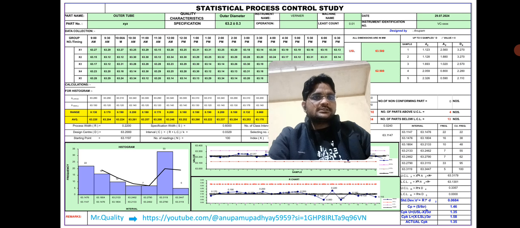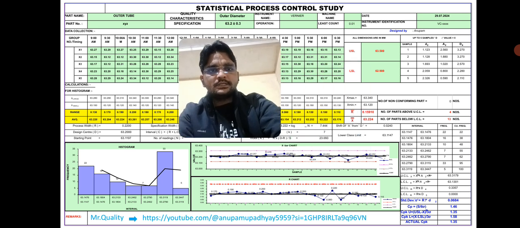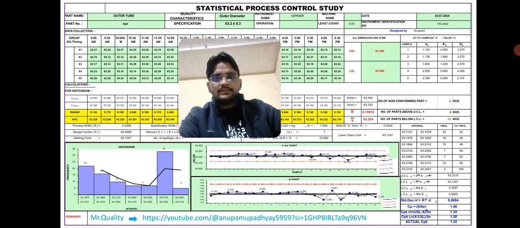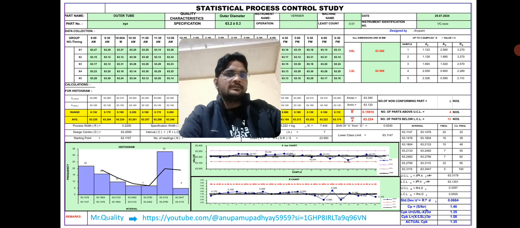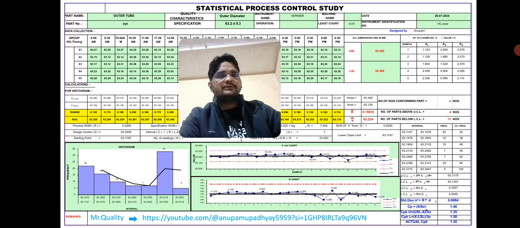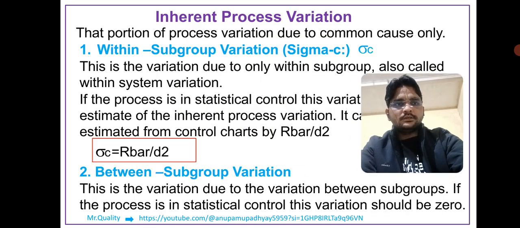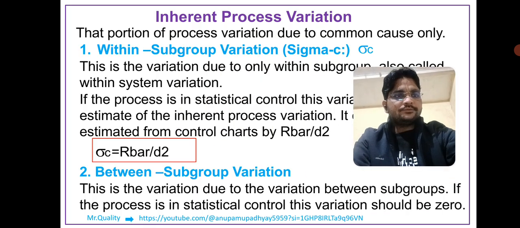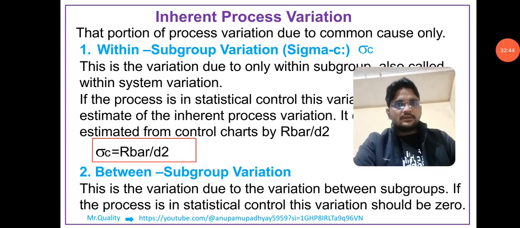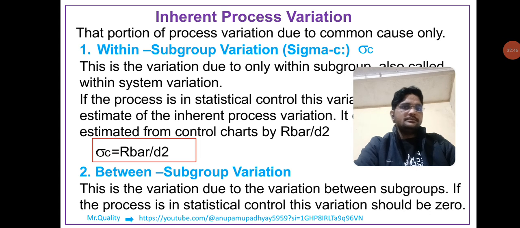This is the statistical process control study format, showing how to control CP and CPK, the X bar and R chart, range and average chart, and histogram also. This is a general format; you can make your own format. What is the inherent process variation? What is between subgroup variation, and total variation?